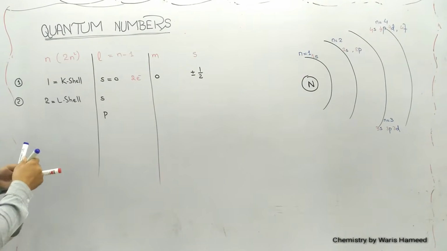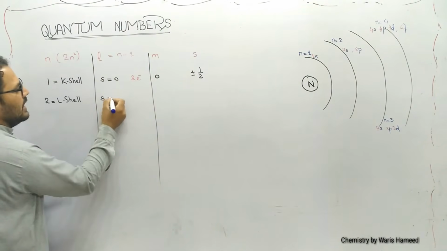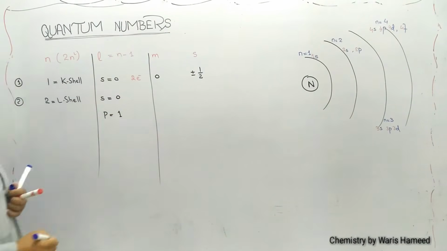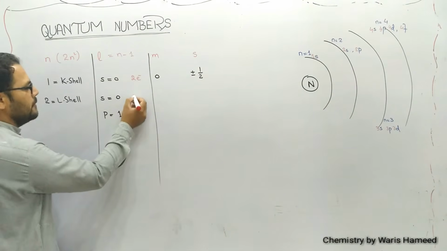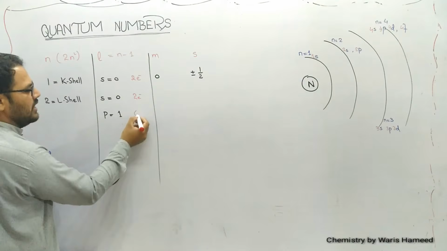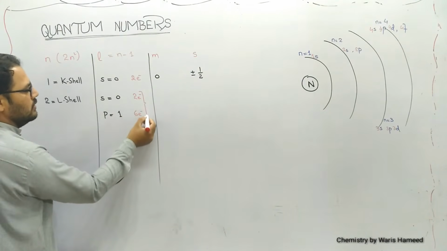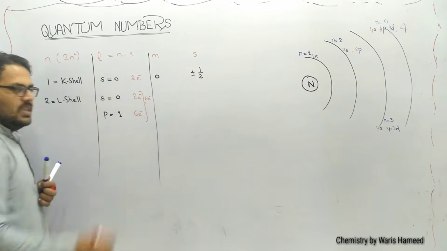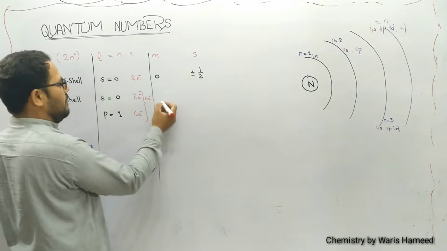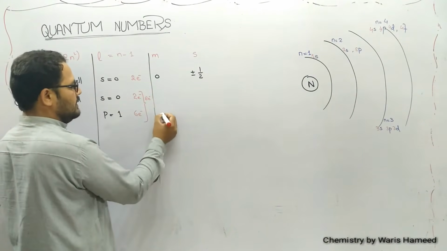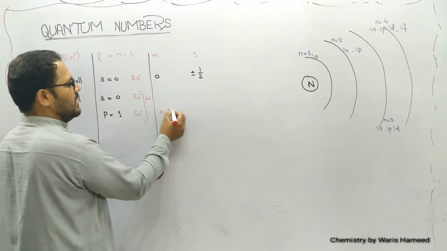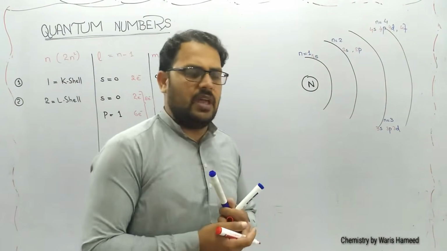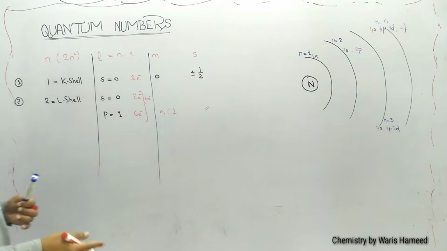Next, the value of L in case of s is 0, and in case of p, 1. s can have 2 electrons, p can have 6 electrons, so the L shell can have 8 electrons. The value of M in case of p is equal to 0, plus minus 1. And the spin quantum number may have different values depending upon the rotation of the electron.